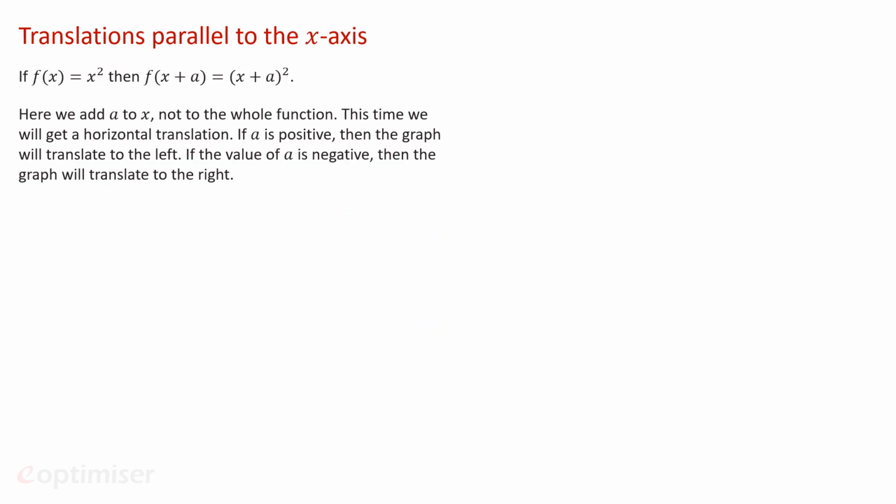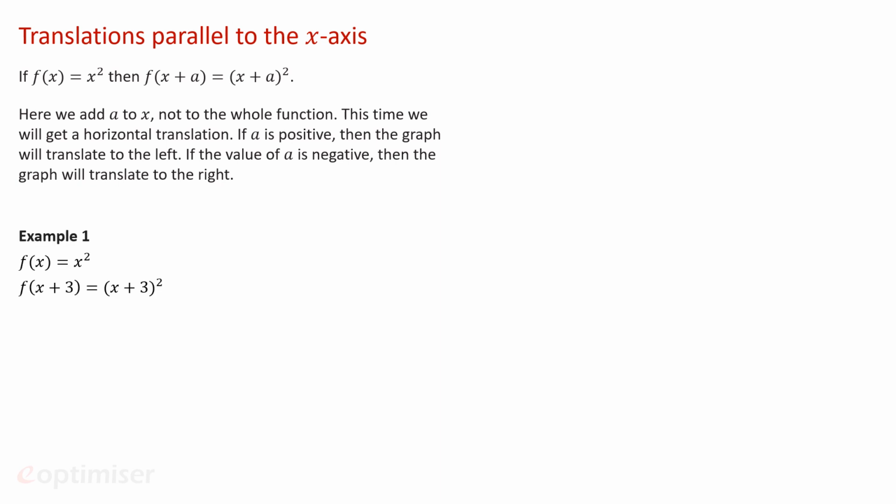So the translation parallel to the x-axis will happen if you replace the x value. You are changing the x value, you are not adding to the whole function. You are adding a constant to the variable x. So if f(x) is equal to x squared, then the translated graph f(x plus a) is going to be (x plus a) squared. You are replacing x with x plus a. If the a value is positive, then the graph will move to the left. If a is negative, the graph will move to the right.